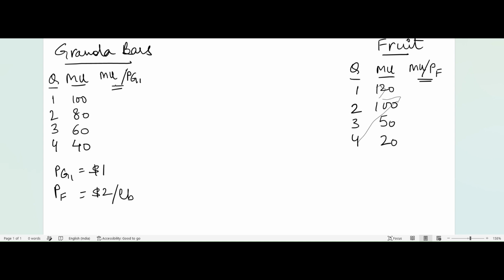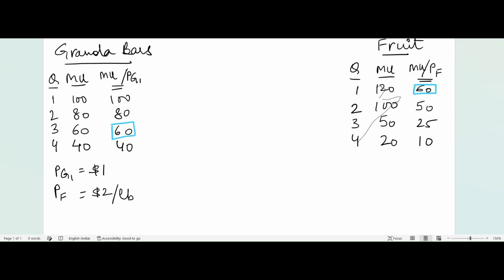All right. Okay, so marginal utility per dollar, given the price of granola bar is 1. I have 100, 80, 60, and 40 because the price is just $1. And here the price is $2, so I'll have 60, 50, 25, and 10. All right, now let's see where these two equate. So it's 60, and 60. They both are equal.